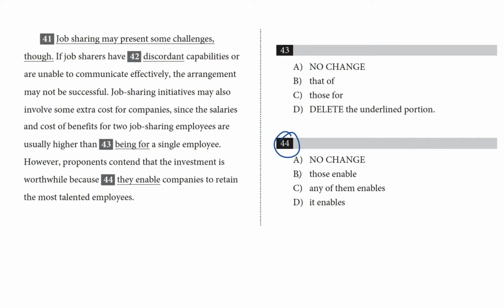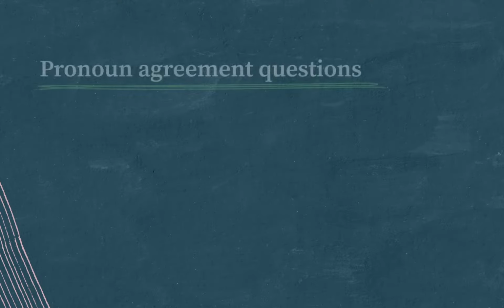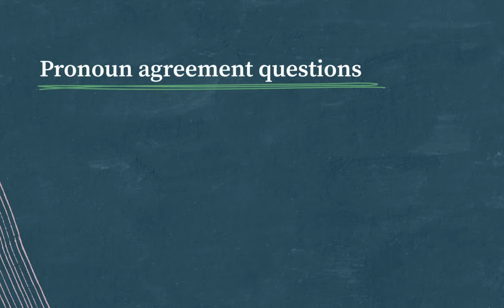Let's take a look at our choices. We've got A, no change, so they enable. B, those enable. C, any of them enables. And D, it enables. So these choices are all different kinds of pronouns. Some of them are plural, some are singular. And this is therefore a pronoun agreement question. You'll see one or two of these on your SAT.